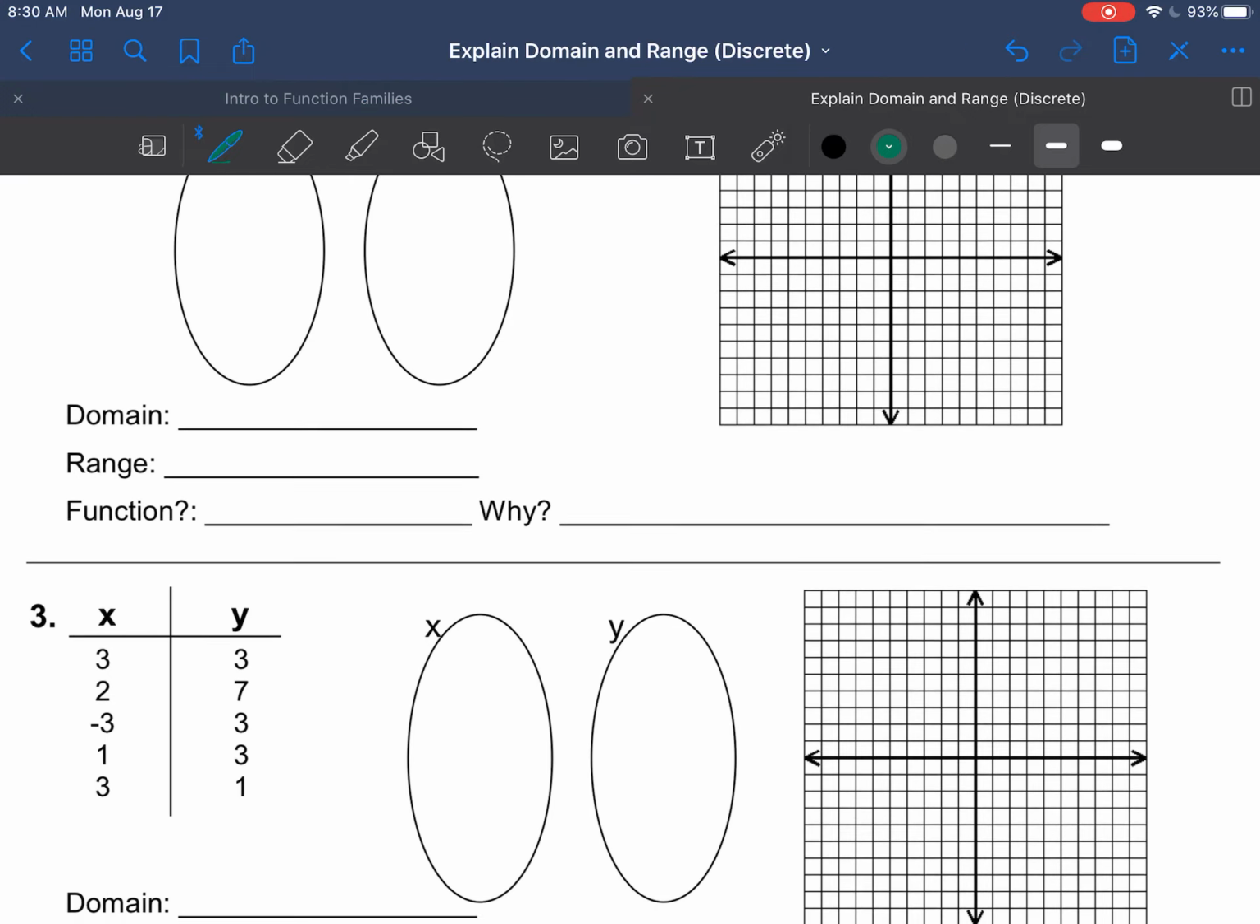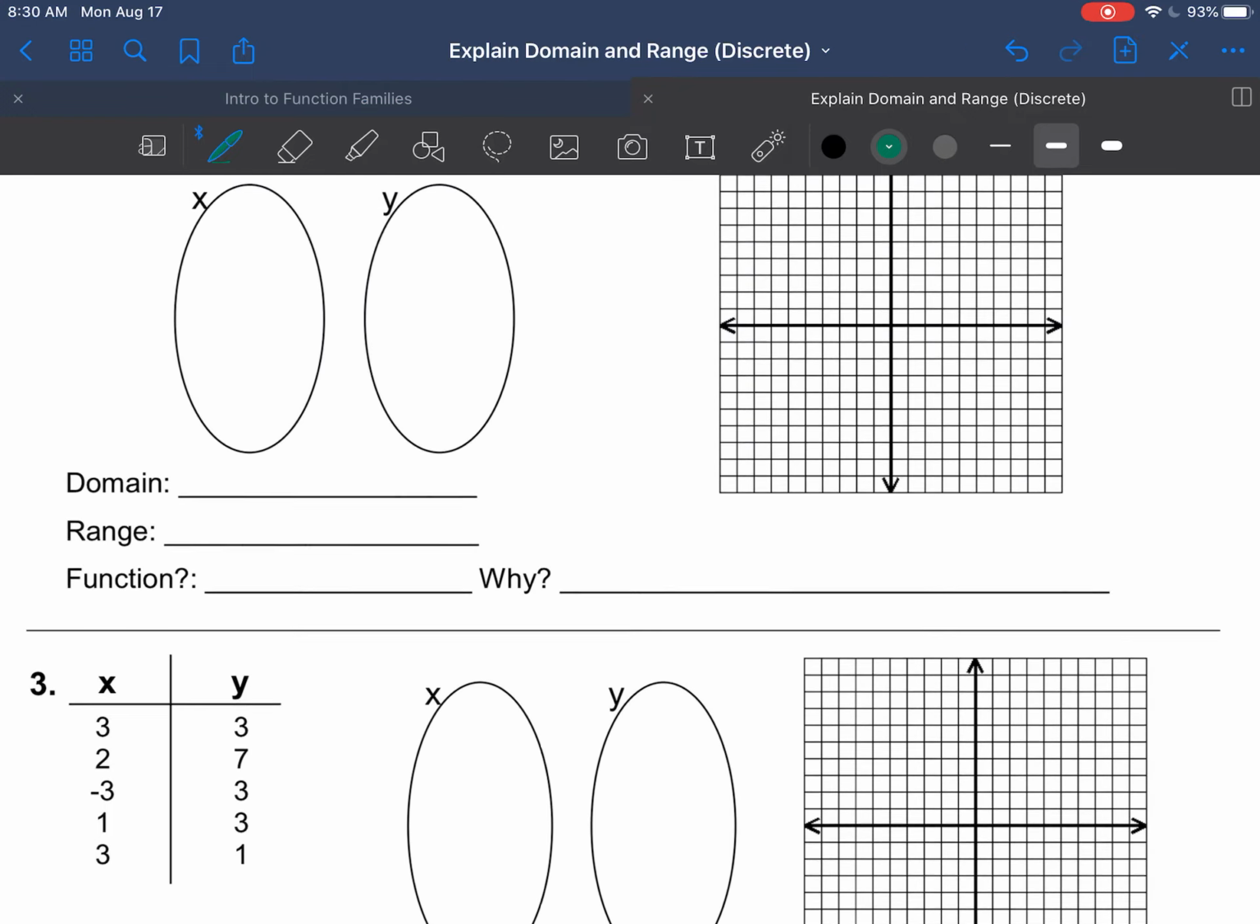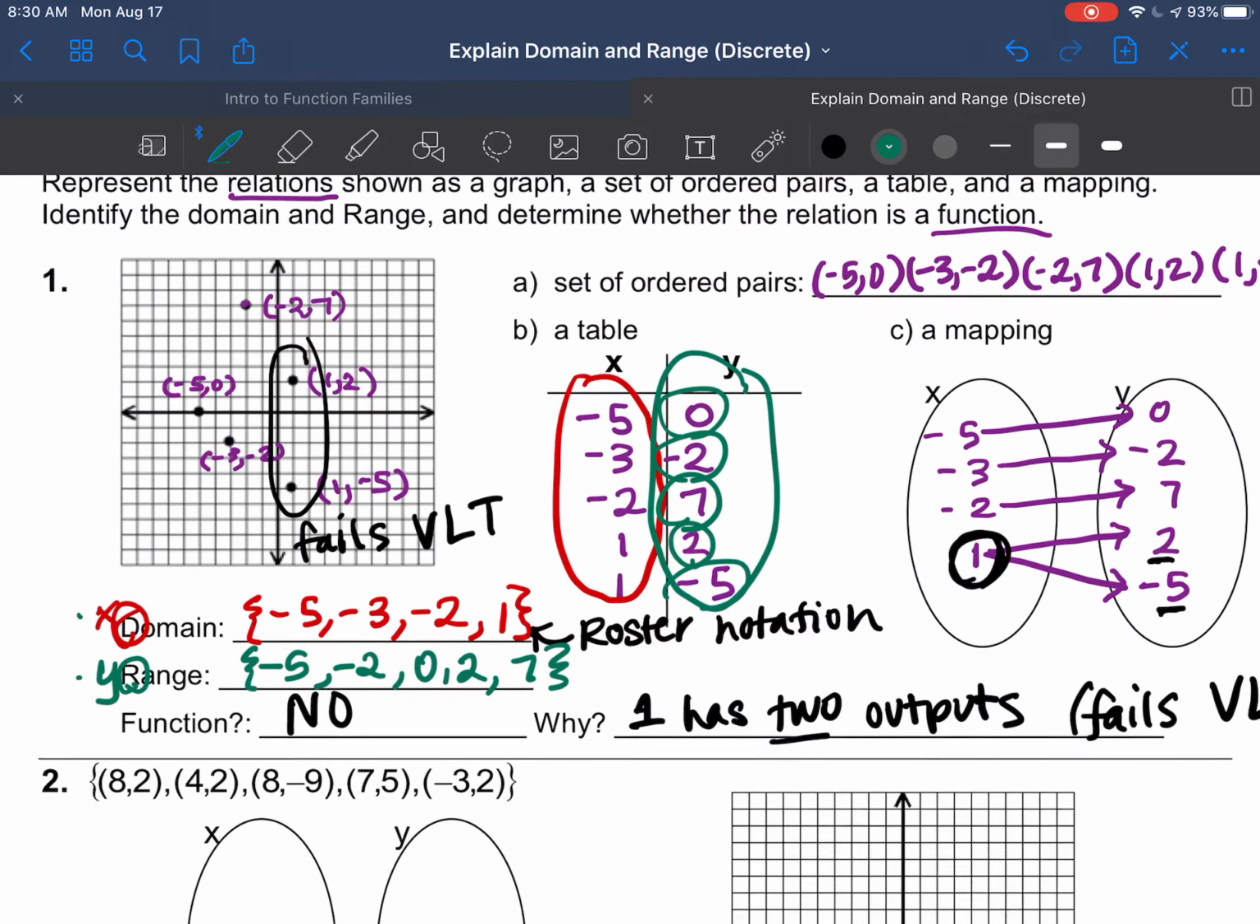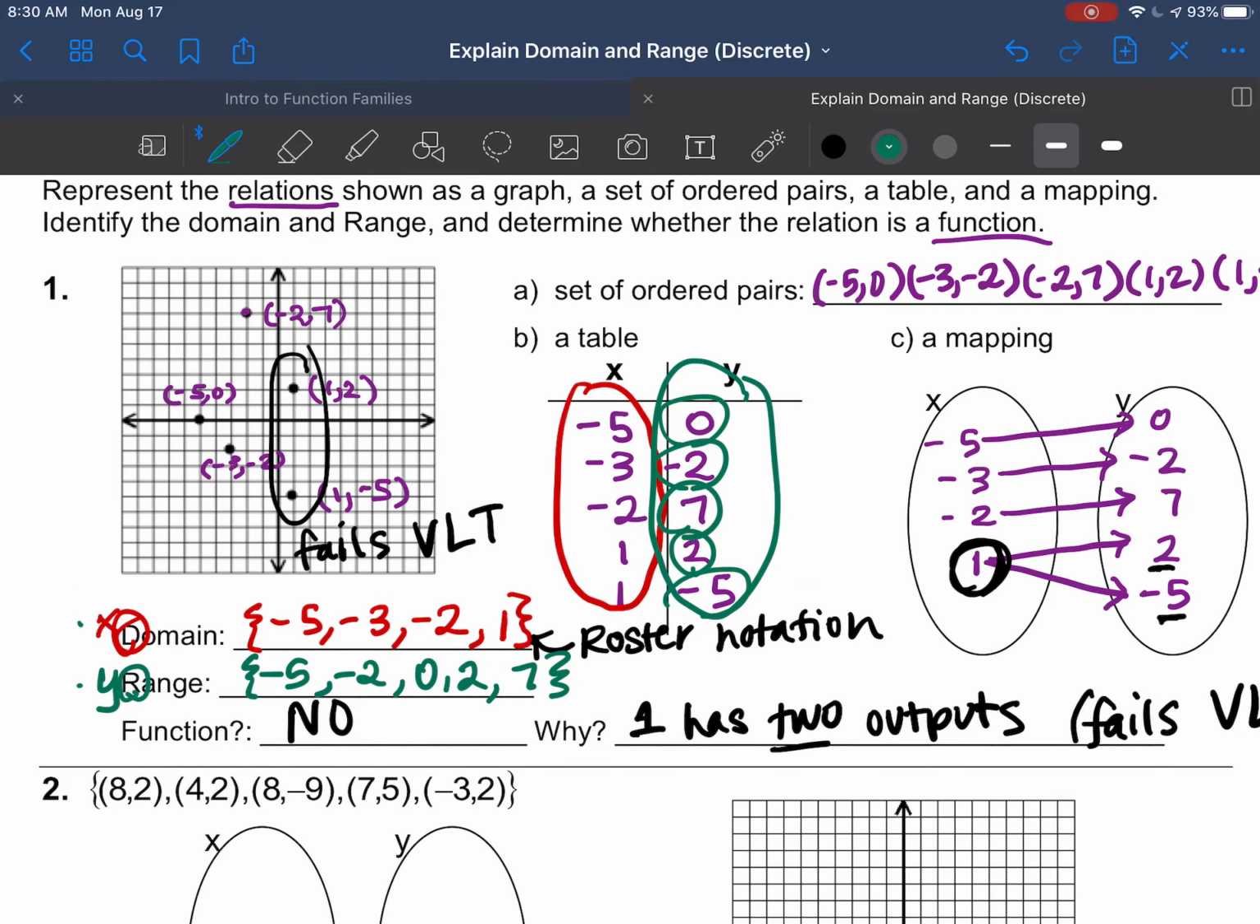Okay, and so I'm going to let you finish the rest of this worksheet on your own and be sure to check it with the answer key.